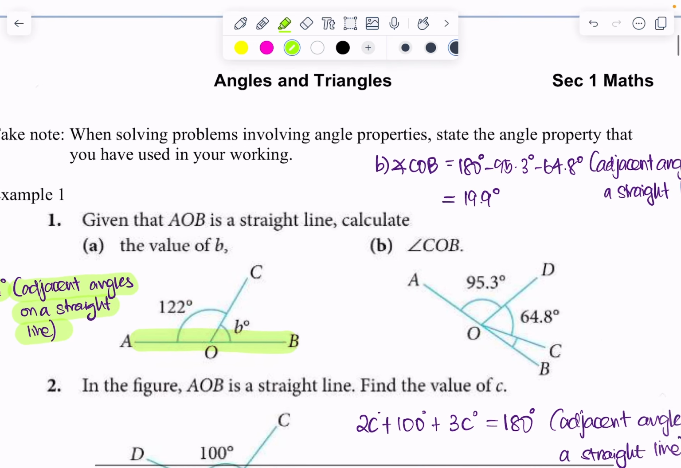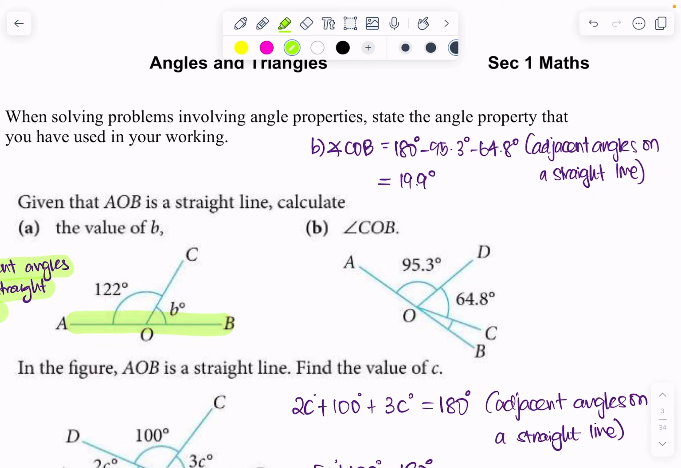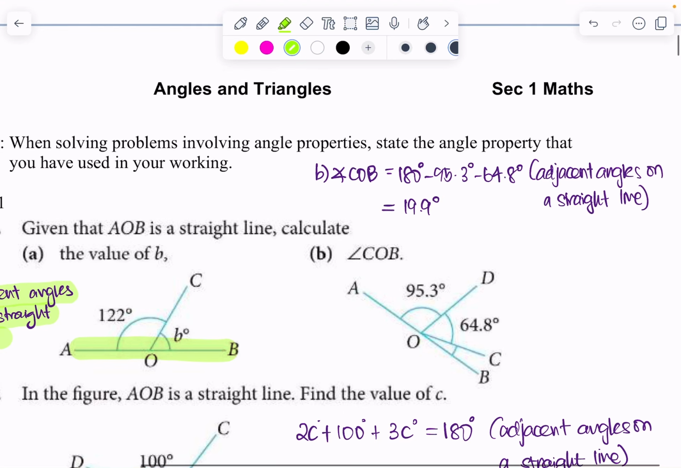Similarly, for example 1b, there are three angles that lie on this line. So we know that the three angles would add up to 180 degrees. So how do we present our answer? In this question, do you see that there isn't a little letter written here? The previous question we had a letter B. So here there is no letter written. So the question uses angle COB notation. So we will use this to find angle COB. We take 180 minus the other two angles on the line. So this will give us the angle 19.9.